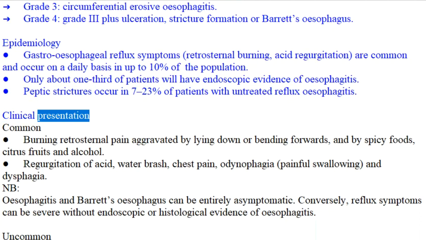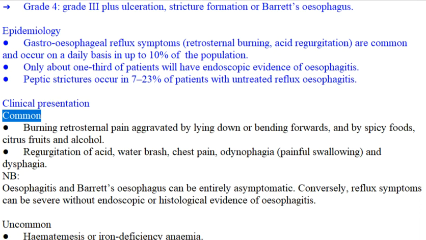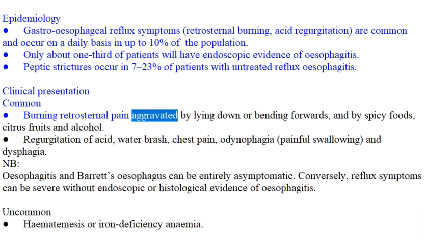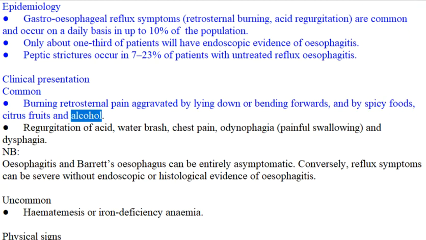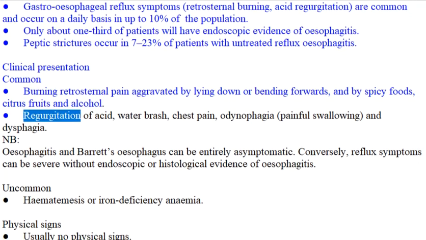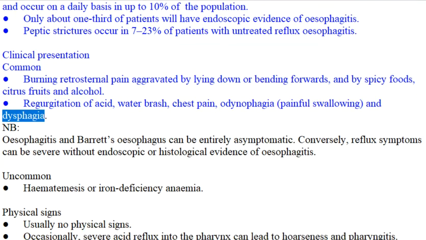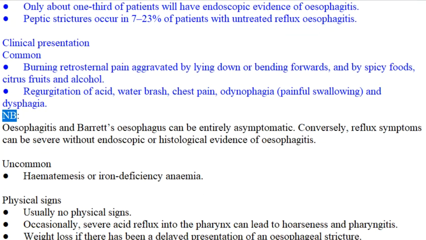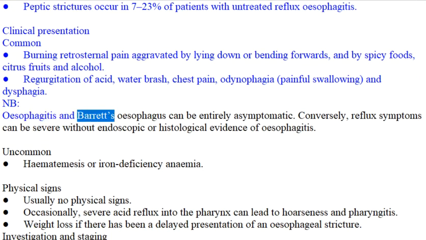Clinical presentation. Common. Burning retrosternal pain aggravated by lying down or bending forwards, and by spicy foods, citrus fruits, and alcohol. Regurgitation of acid, water brash, chest pain, odynophagia, painful swallowing, and dysphagia. NB. Esophagitis and Barrett's esophagus can be entirely asymptomatic.